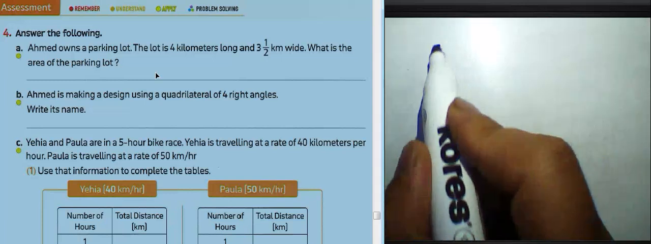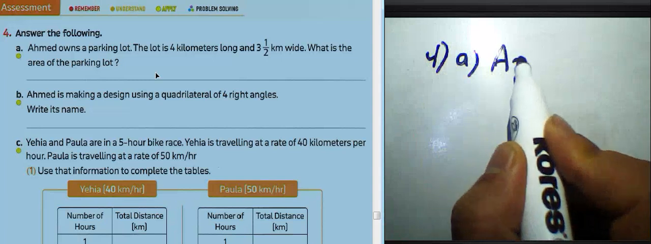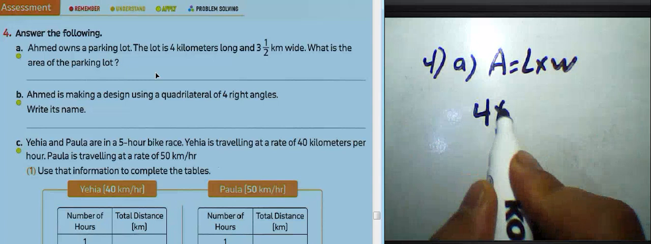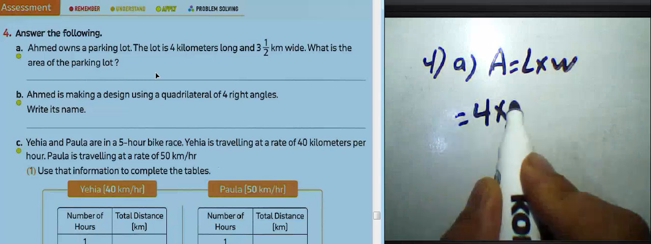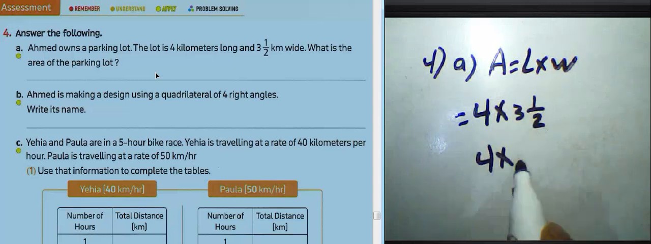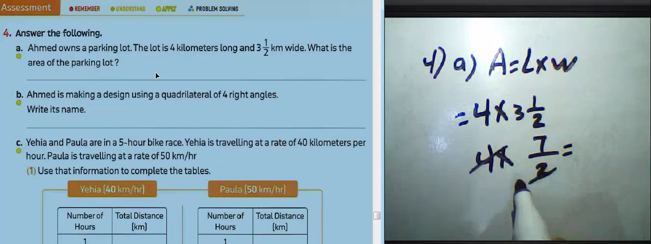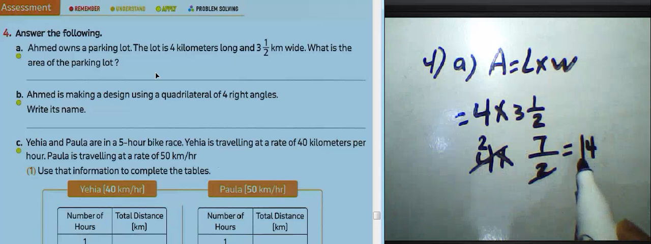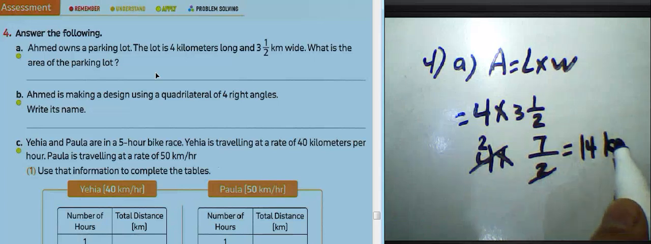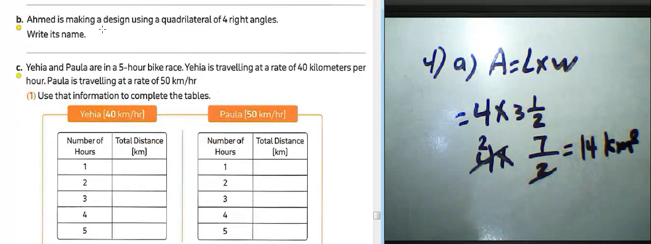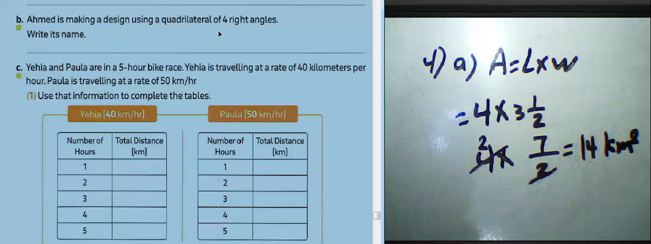Okay. Area equals length multiplied by width. 4 multiplied by 3.5. Write 4 and write 2 in the numerator. 2 times 3 equals 6 plus 1 equals 7. 4 divided by 2 equals 2. 2 times 7 equals 14. 14 square kilometers. Question letter B. Ahmed is making a design using a quadrilateral of 4 right angles.